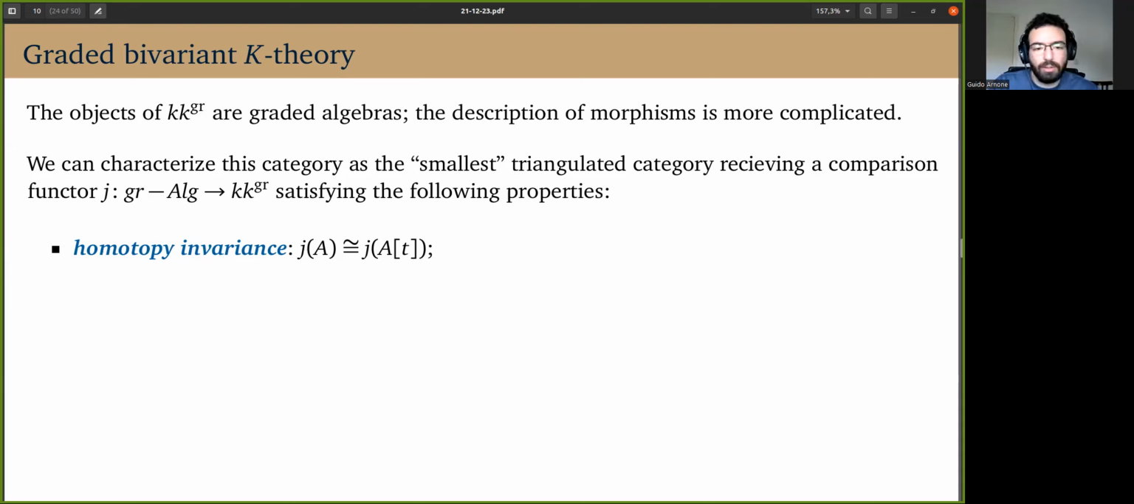Further, this category has some type of Morita invariance. And one way to say this is that it also identifies each graded algebra with matrices over the algebra. So again, one can include A in M infinity of A in any of its corners. This is, of course, not an iso, but it becomes an iso in this category.